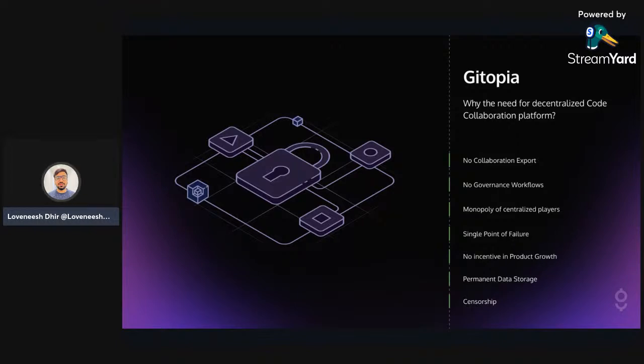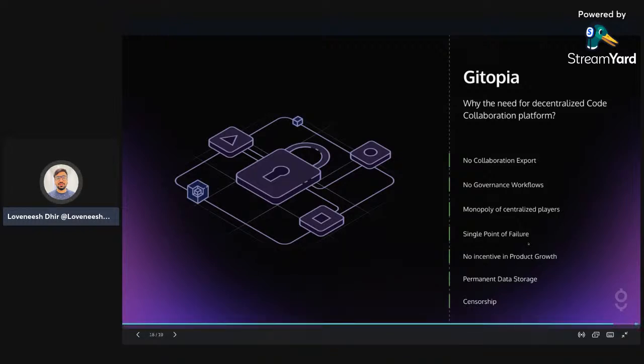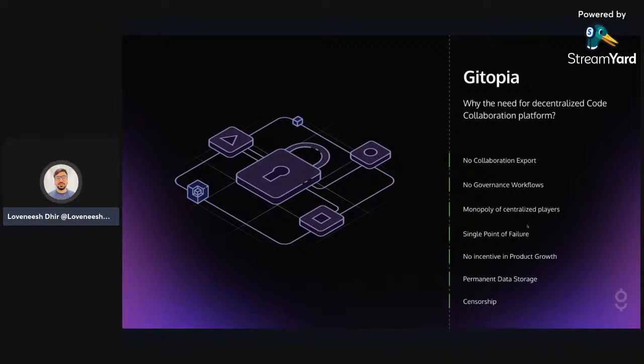The third thing is imposing policies. These centralized code collaboration platforms are built by the community, but there is no community involvement in the policy making of these platforms. This means that the users don't have control over how the platform works, and this makes the platform unreliable. So there is a single point of failure. We have discussed this in the Web 2 versus Web 3 part.